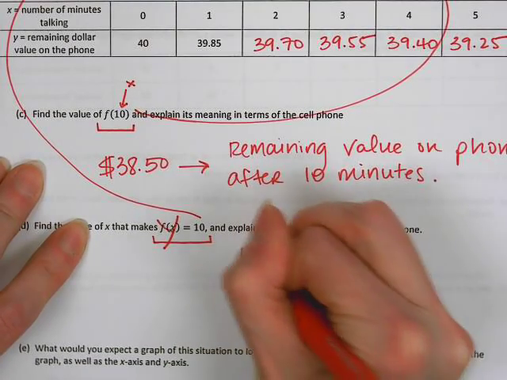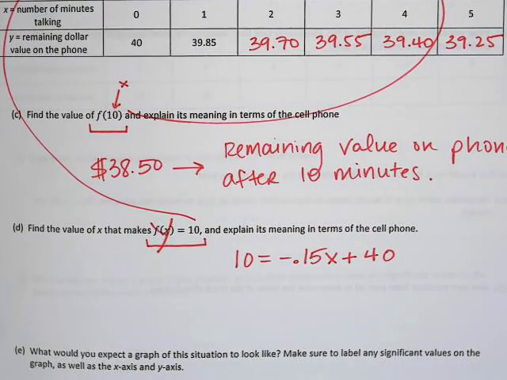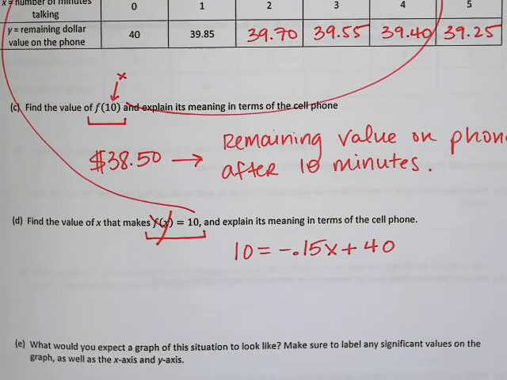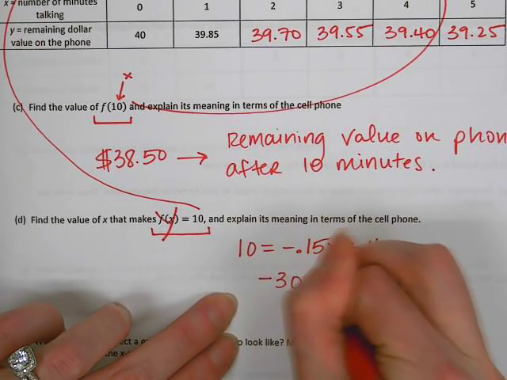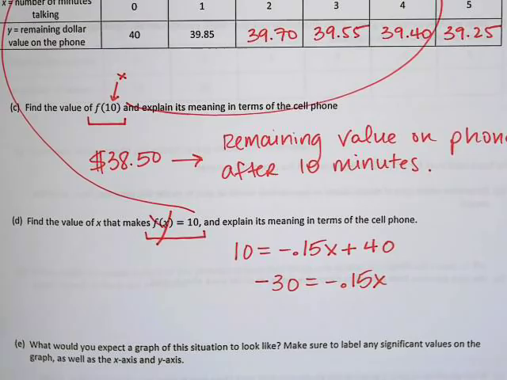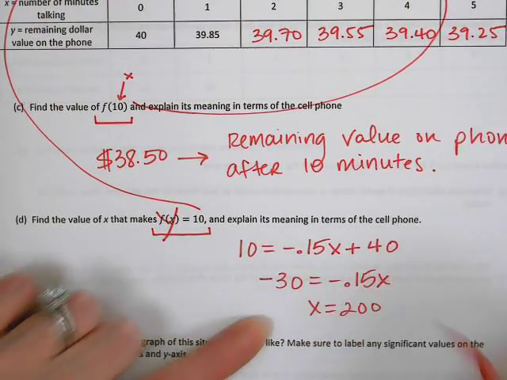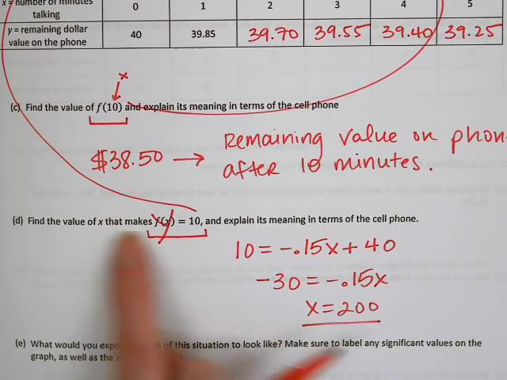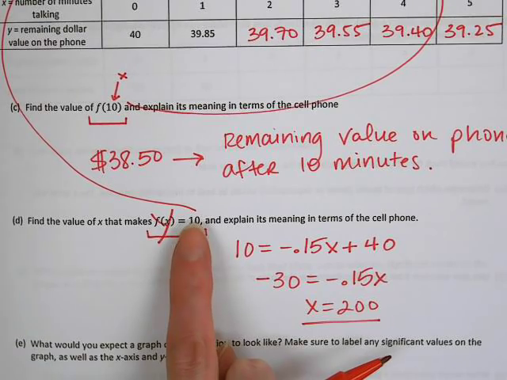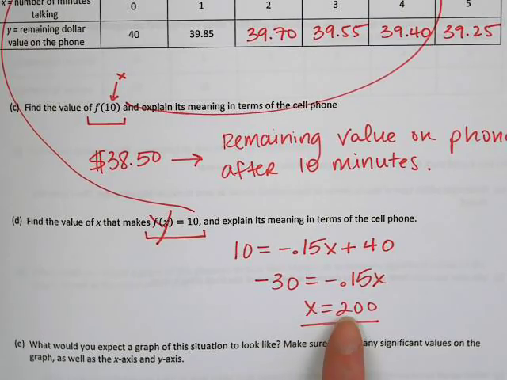x. So it's going to be 10 equals negative 0.15x plus 40, and your job is to solve for x. So we would do 10 minus 40, so negative 30 equals negative 0.15x, and then divide both sides by negative 0.15, and you get 200. Okay, so the answer is 200, but what does that mean? It means when there's $10 left on the phone, you had been talking for 200 minutes.